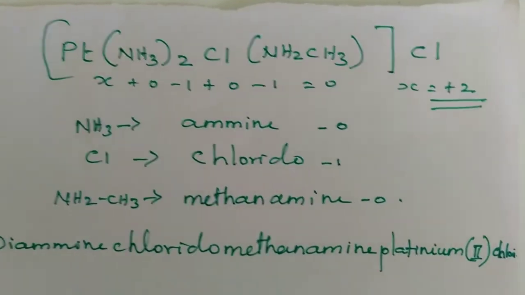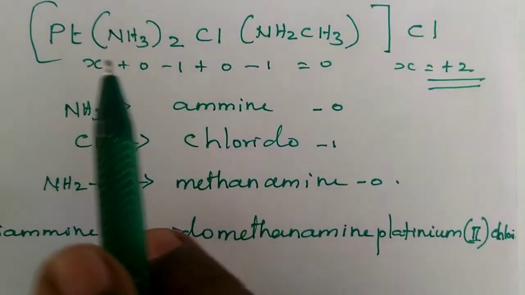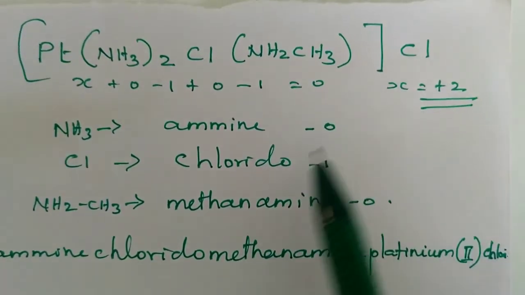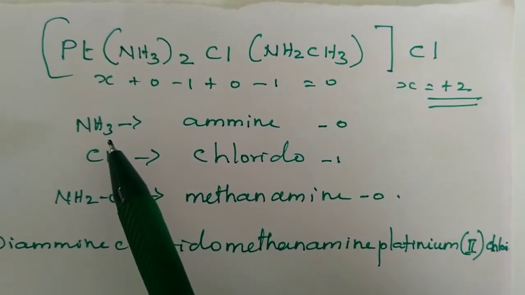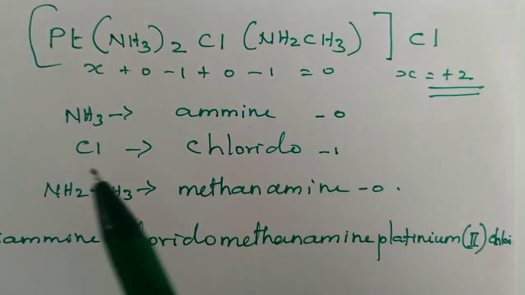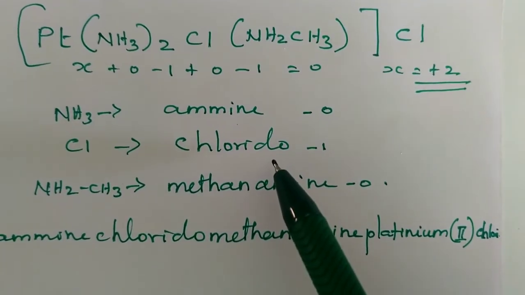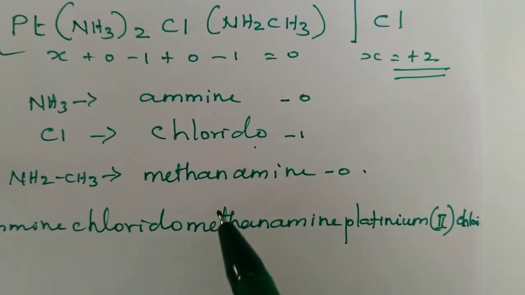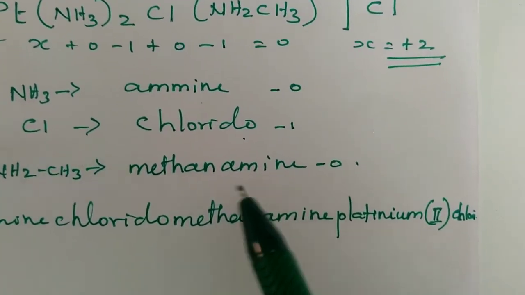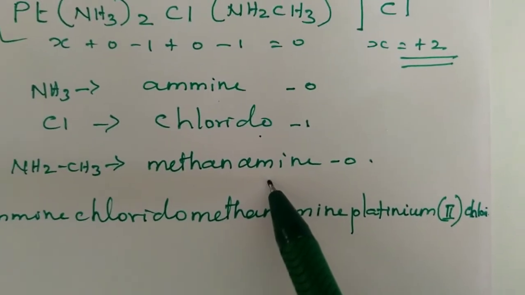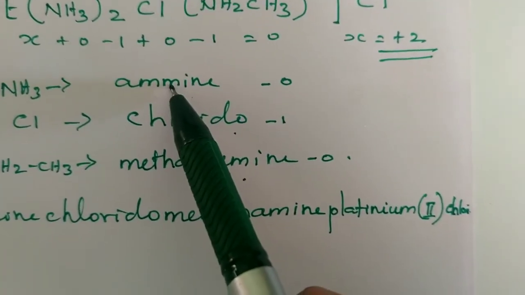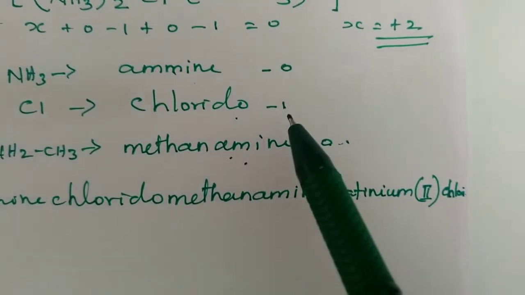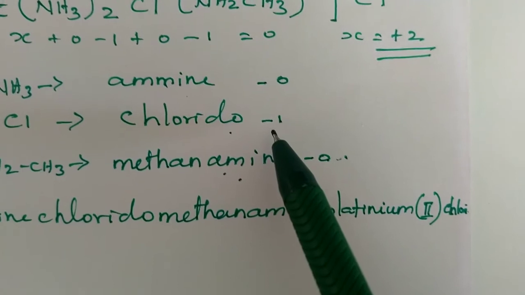Now, we are going to study the next example: [Pt(NH3)2Cl(NH2CH3)]Cl. Here, as usual, NH3 is a ligand, it's called ammine. Cl is another ligand, it is called chlorido. NH2CH3 is given. The name of NH2CH3 is methanamine. Methanamine and ammine are neutral ligands, so the charge is 0, whereas chlorido is a negative ligand, -1 is the charge.